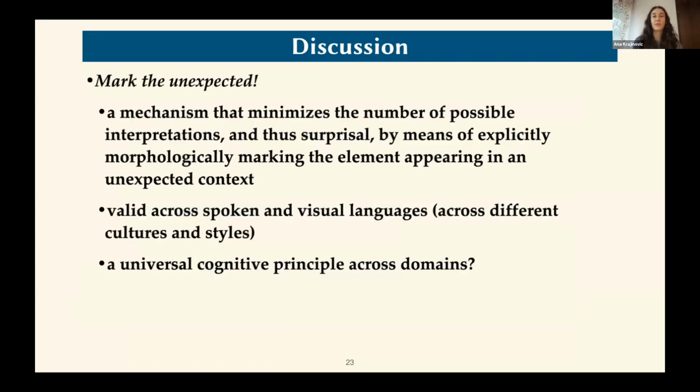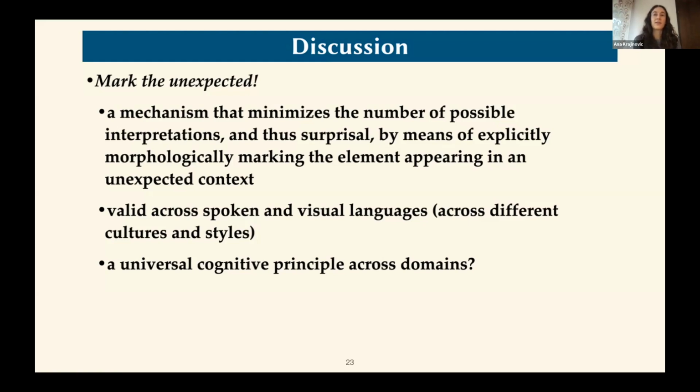Okay, and so to conclude, mark the unexpected: in our paper, if you're curious to check out the preprint, we define it in terms of surprisal, and we propose that this is a mechanism that minimizes the number of possible interpretations and thus minimizes surprisal by means of explicitly morphologically marking the element appearing in an unexpected context. In this case, inanimates moving in a goal-directed way. And we also connect this to language, just like we saw in differential object marking, despite not being the exactly parallel comparison. It is the same kind of mechanism where we mark the unexpected behavior.